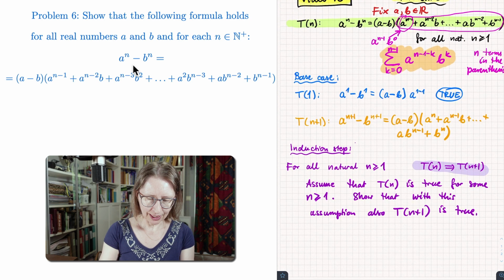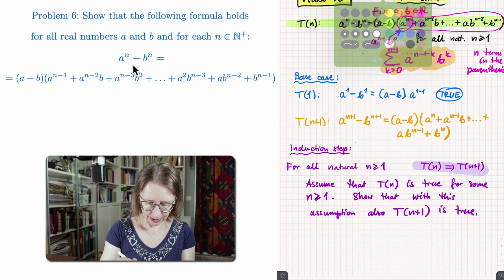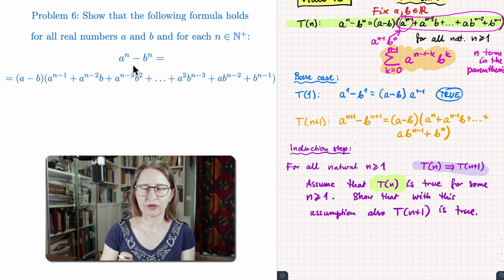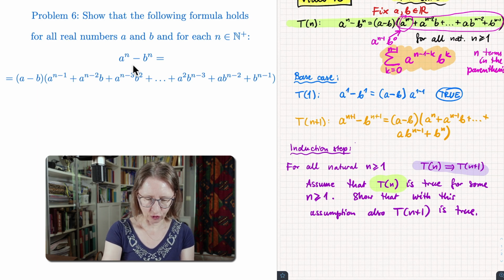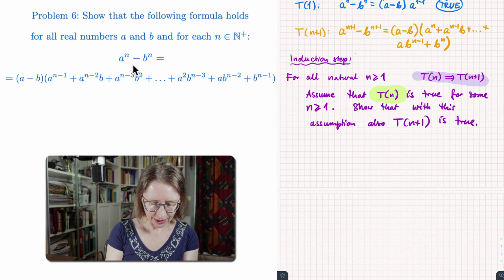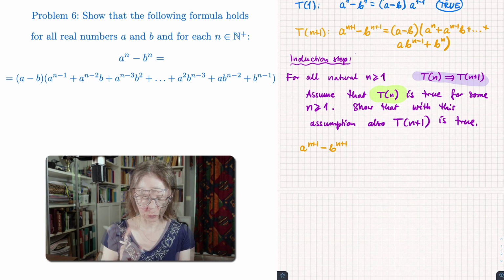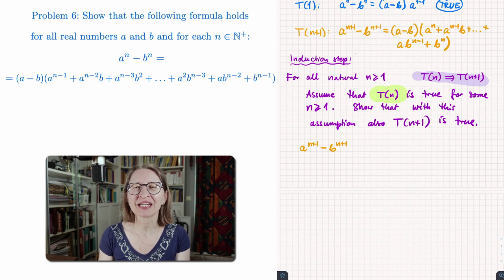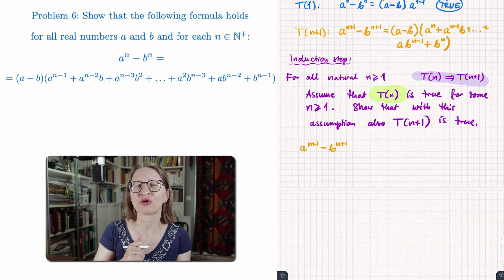Okay, so now I have assumed that my T(n) is true, so that the formula is true for n, and I have to show that this formula is true for n+1. So this is what I will do. a^(n+1) - b^(n+1) is equal to... And now I will do some trick which will allow me to make this transition from the formula for n to the formula for n+1.